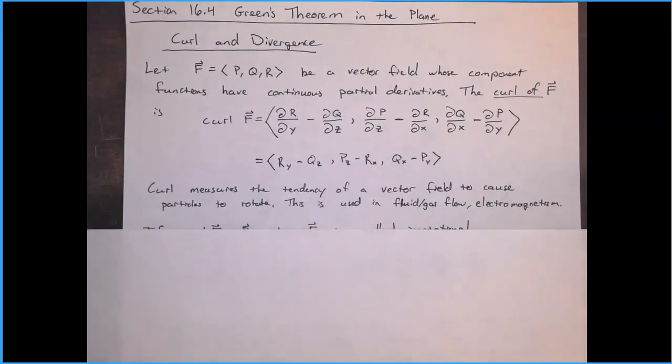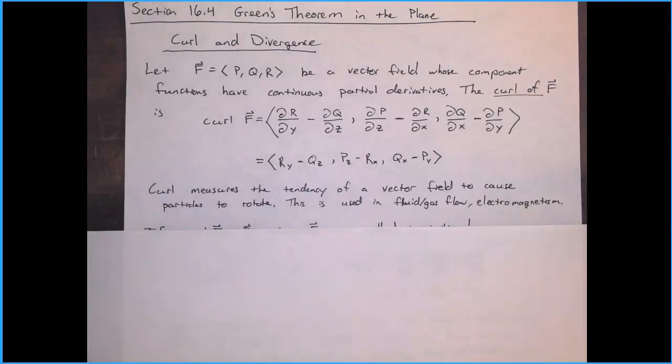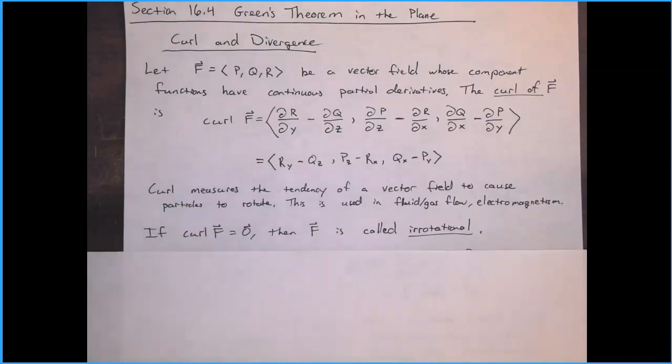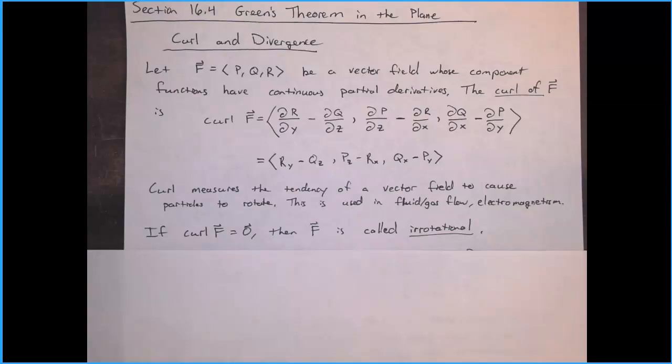Okay. So what does curl tell you? It measures how the vector field is making things rotate in general. I'm not a physicist, so I don't know a lot about the applications and the physical explanations of these things, but from my understanding, curl measures tendency for the vector field to cause things to rotate. Okay. If the curl is 0, then F is called irrotational. So conservative vector fields are irrotational. They don't rotate.